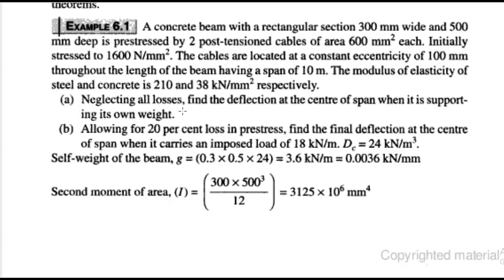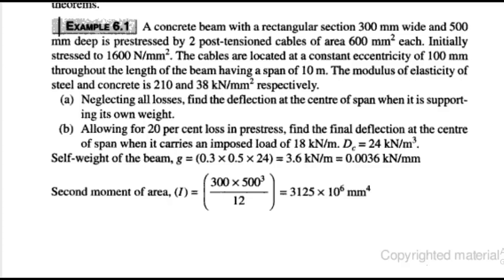Neglecting all losses, find the deflection at center of the span when it is supporting its own weight, as well as allowing for 20% loss in pre-stress. Find the final deflection at the center of the span where it carries an imposed load of 18 kN per meter, where dc is the density of concrete equal to 24 kN per meter cube.